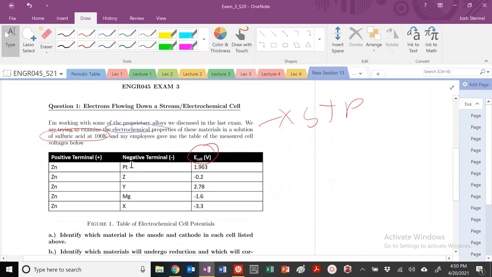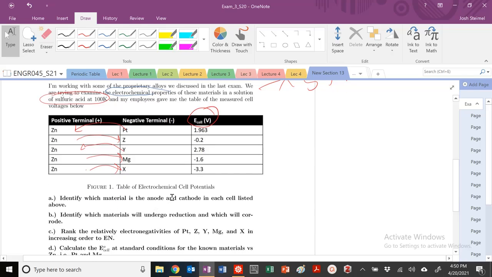Let's see where our electrons are flowing. Here, electrons are flowing from negative to positive. Here, electrons are flowing from positive to negative. Here, from negative to positive. Here, electrons are flowing from here to here, and then here to here. So, which material is the anode and cathode?